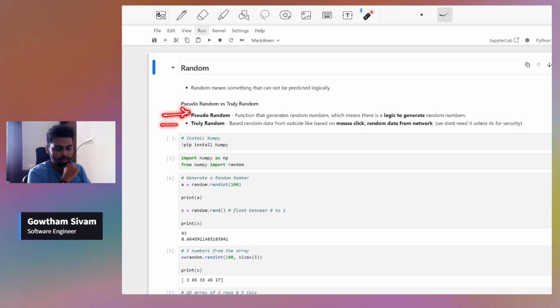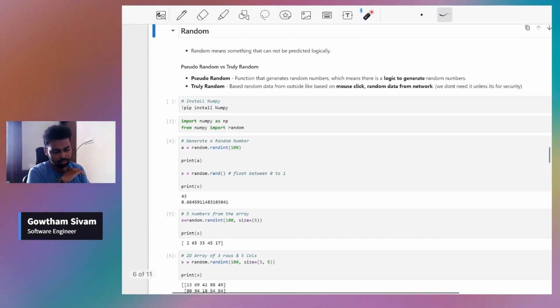The next thing is a truly random number. What is the difference between both? A truly random number is based on mouse clicks or some kind of random data. For example, you are shaking a mouse and there are coordinate changes happening within the mouse, right? So you could pick that number, make it a random number and print it on your screen. That way it becomes completely random and you don't have any logic to predict the number. This is the difference between truly random and pseudo random. This is important for you to understand.